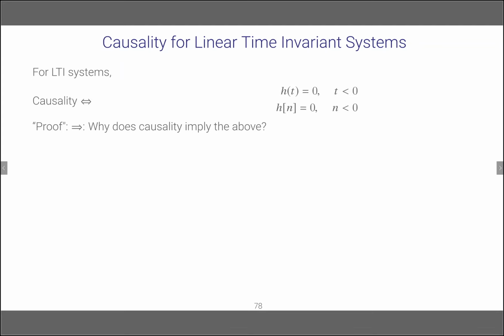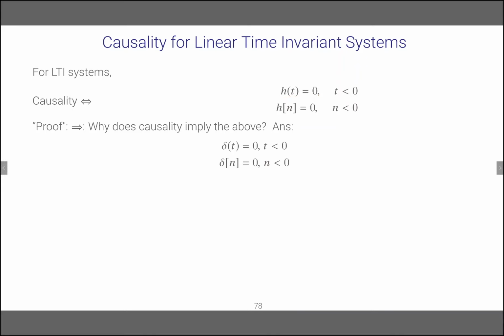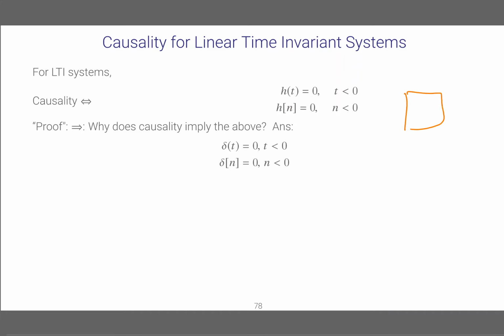For an LTI system, causality implies and is implied by h(t) equals 0 for t less than 0, and h[n] equals 0 for n less than 0. We will once again try to justify this. Why does causality imply the above? The answer is that delta(t) is the input, and the output is h(t) if the system is h(t). Delta is 0 for t less than 0, so h(t) must also be 0 for t less than 0, because the system cannot anticipate.